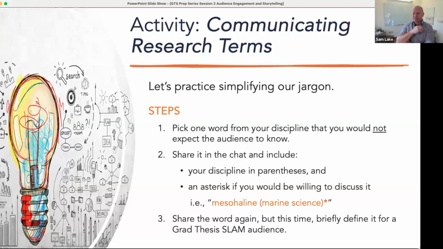So your definition should just be a couple words, should not have commas in it, should not need additional definitions of your definition. See what you can do.